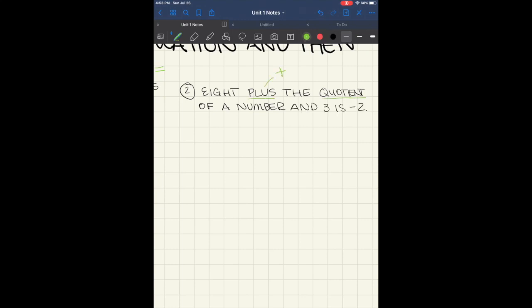For number 2, we've got 8 plus the quotient of a number and 3 is negative 2. So it's 8 plus the quotient, which is going to mean that we divide where it says and. So I'm going to circle and we'll remember when we're writing out our equation that that's where we put the division sign. So we've got 8 plus a number, which is x, and then it's a quotient of x and 3, and then it equals negative 2.